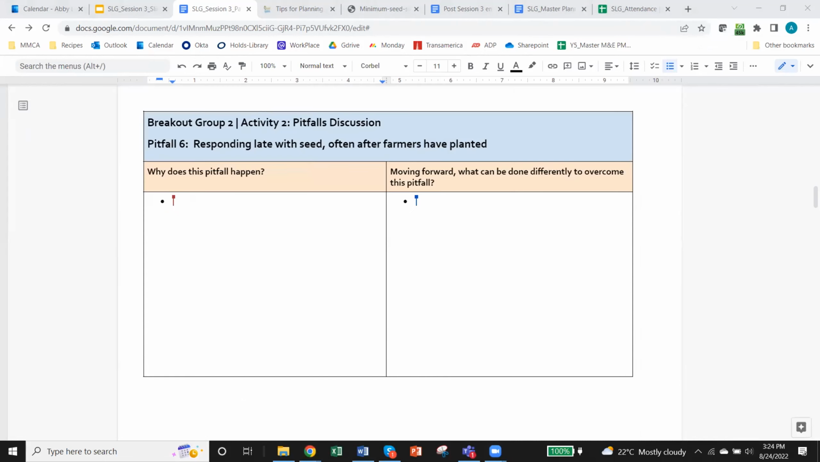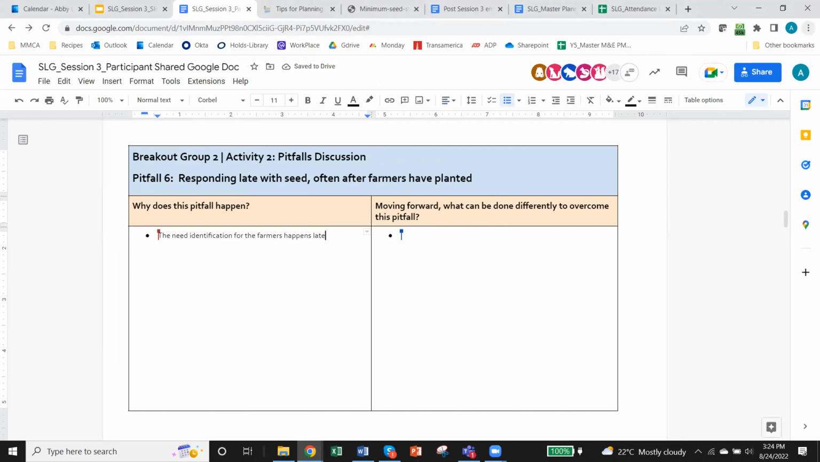Yeah, this is Talon speaking. Can I continue? Hello? Can you hear me? Yes, I can hear you. Go ahead. So responding late with seed is very common. One reason for being late is the need identification by respective bodies, which may start late, or there could sometimes be a slow process that happens. That is one of the reasons.